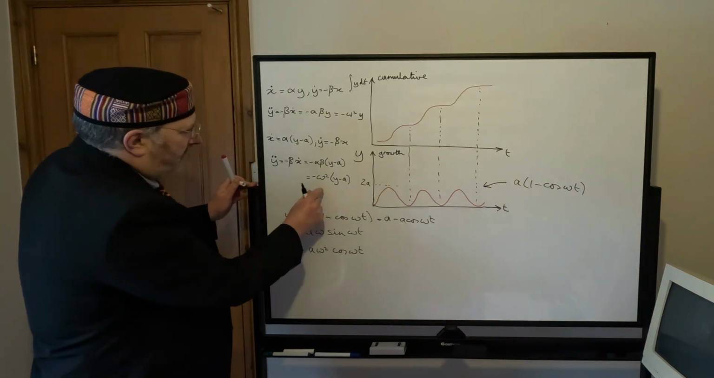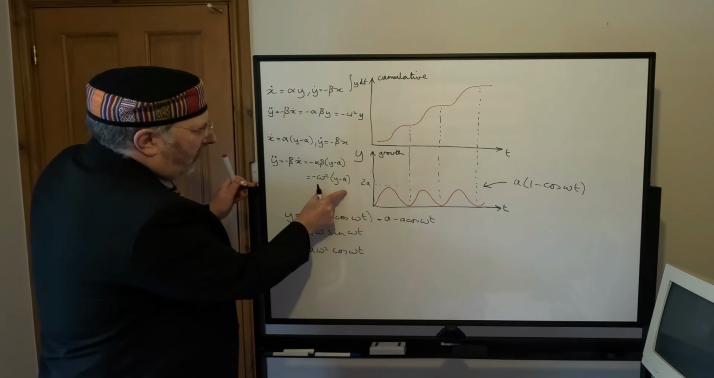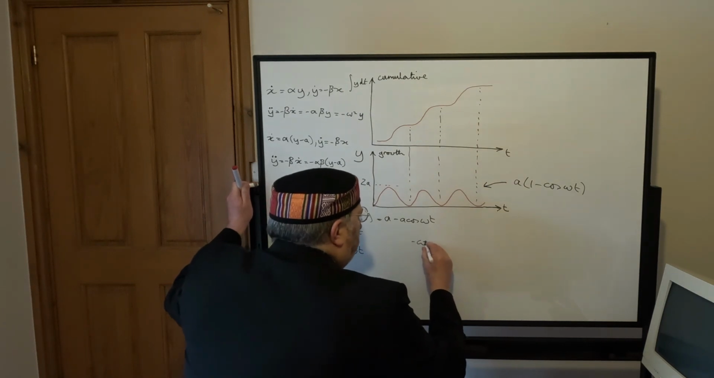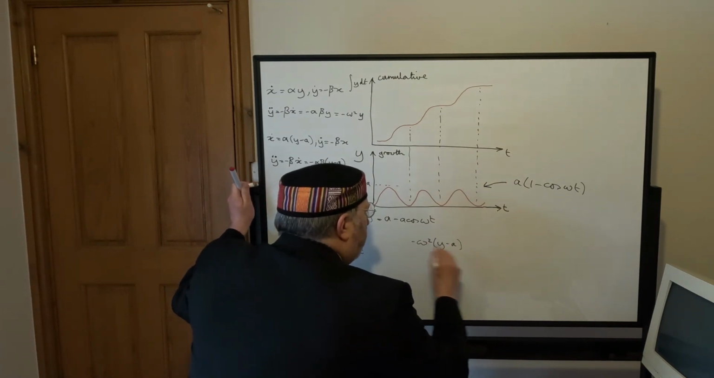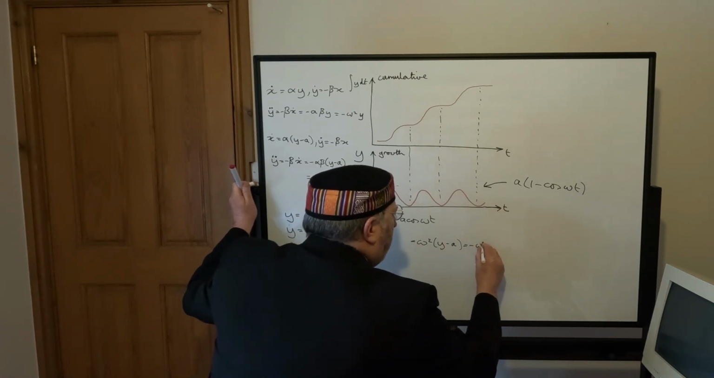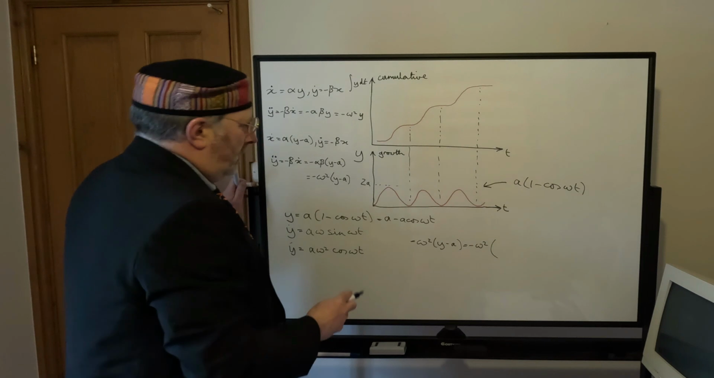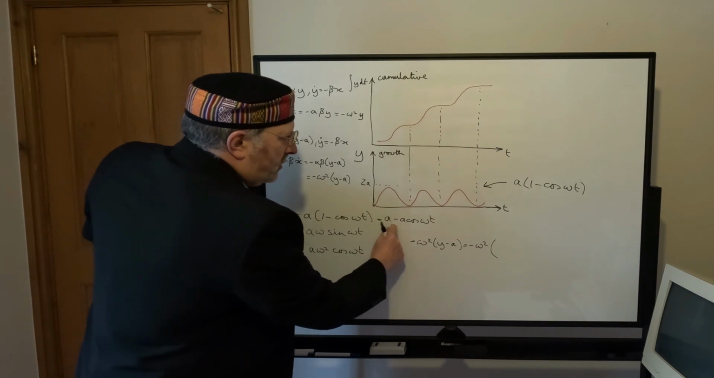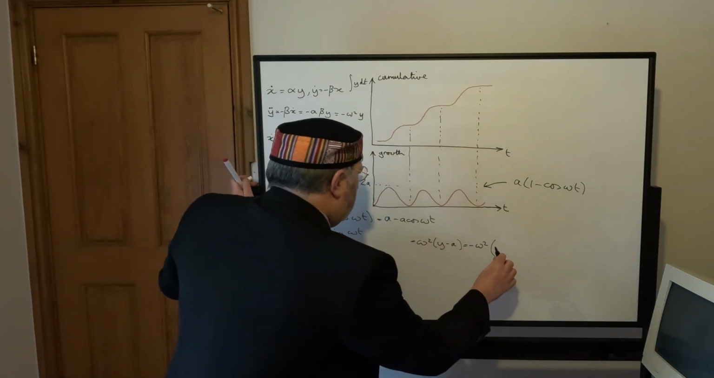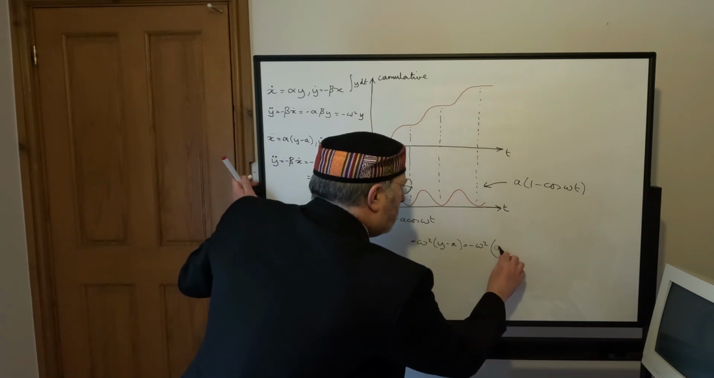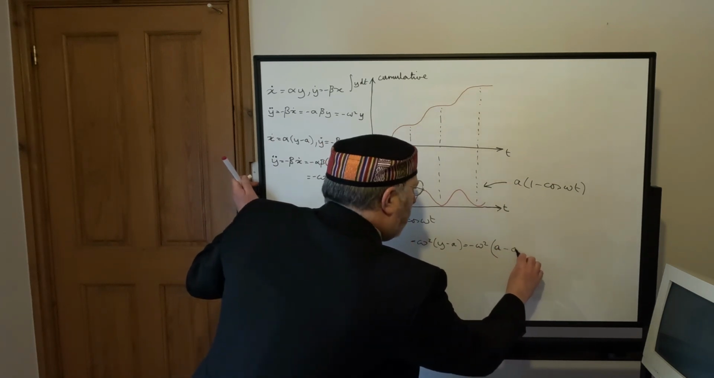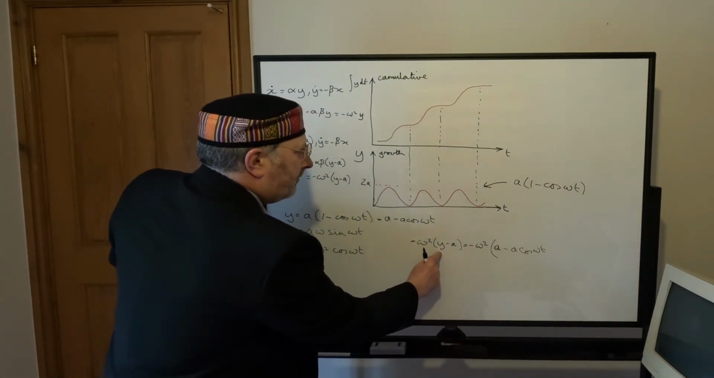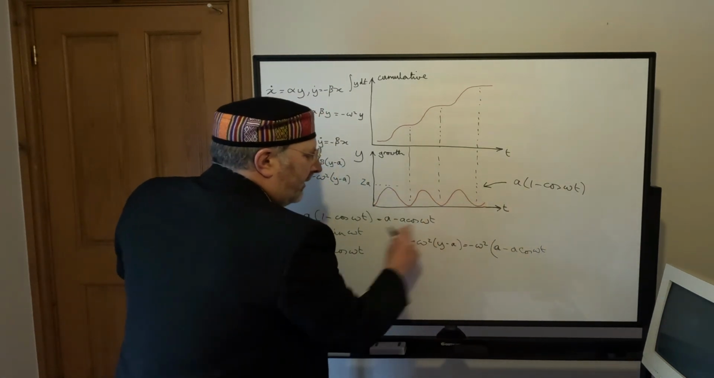And that's y double dot. And now let's just have a look at this: minus omega squared into y minus a. I'll put that here. Minus omega squared into y minus a equals minus omega squared into (y is a into 1 minus cosine omega t). So it's y is a minus a cosine omega t. That's y. This is what we've assumed for y there.